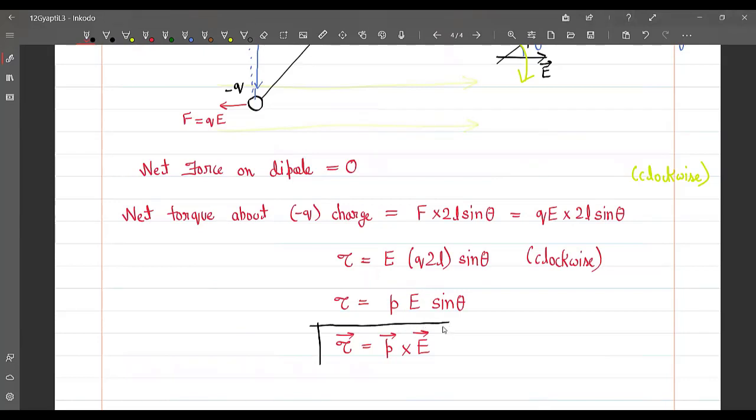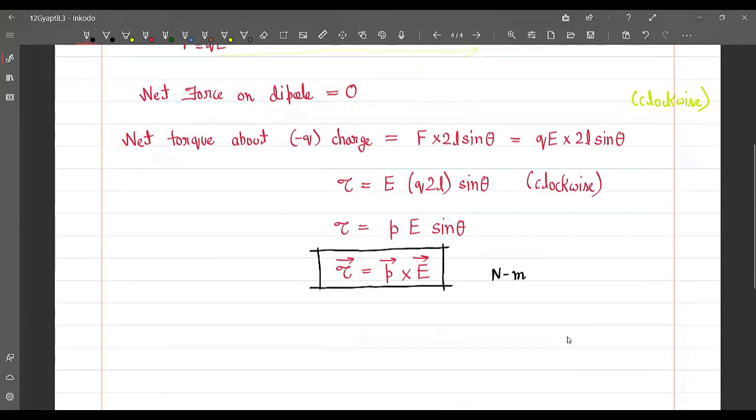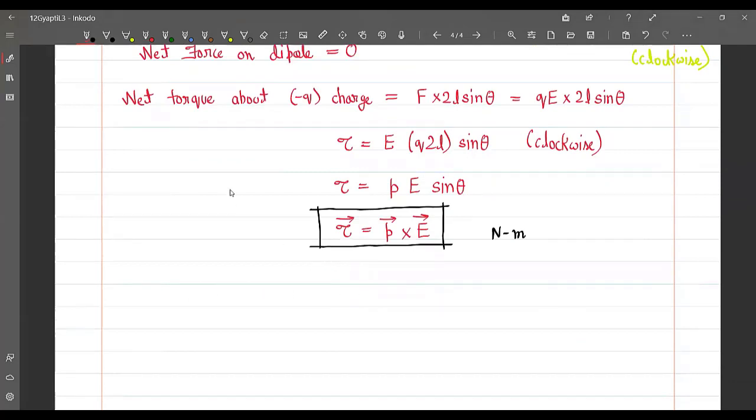And this gives us the result that whenever an electric dipole is placed in a region with a uniform electric field, a torque will act. A torque of magnitude P cross E, and the direction will be represented by P cross E, and the unit will be Newton meter. So the magnitude of the torque can also be written as torque is equal to PE sine theta.